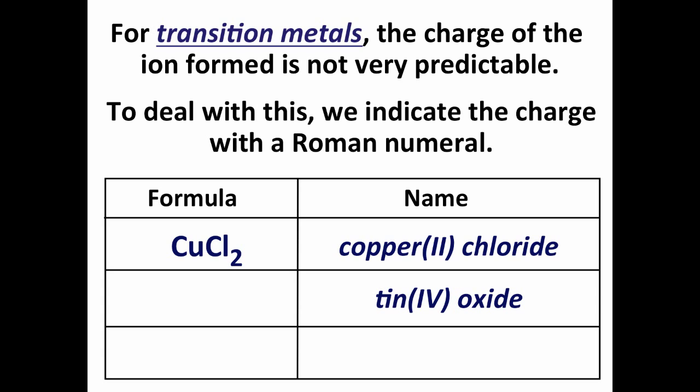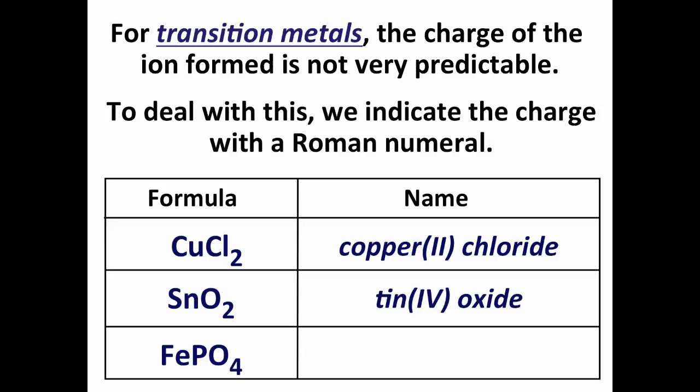How about tin IV oxide? Well, Roman numeral IV means 4, so it's going to be a tin 4+ ion. Oxide is an oxygen ion, which will be a -2 charge, and it takes 2 -2s to balance 1 +4, so SnO2. Sn is tin.